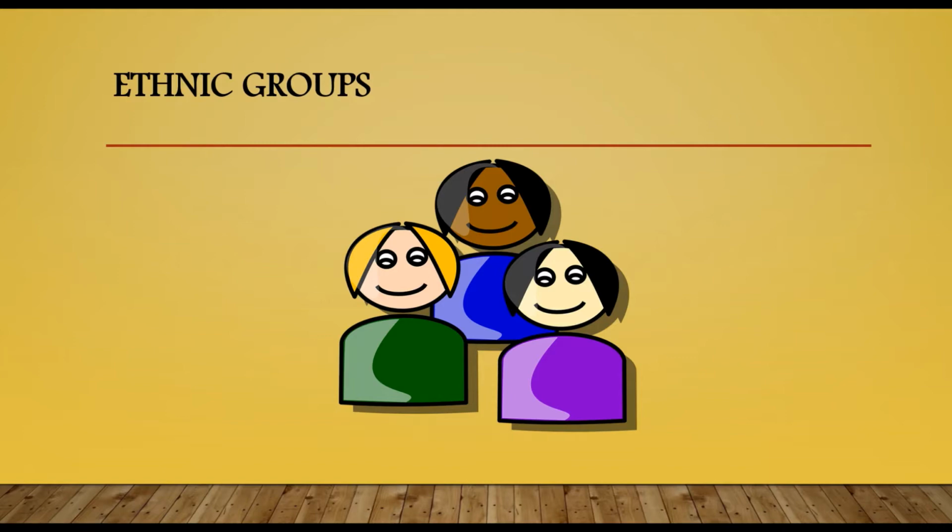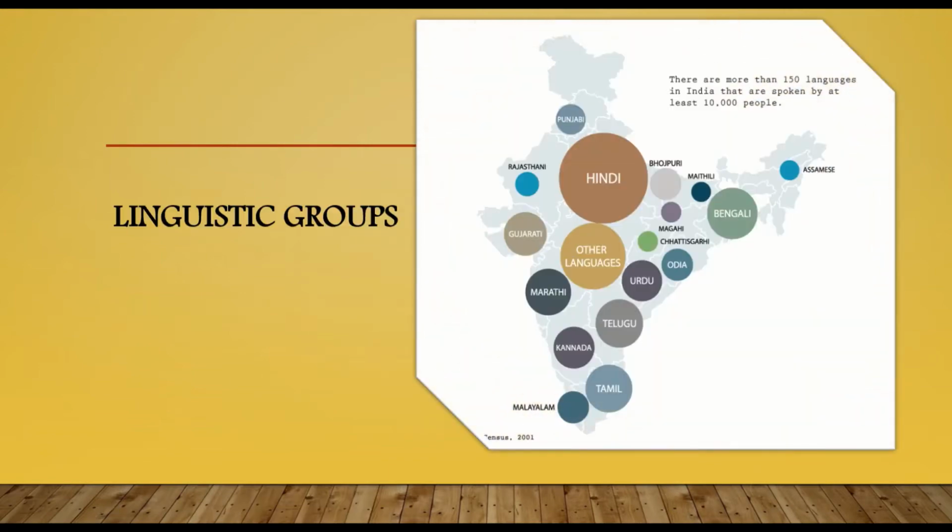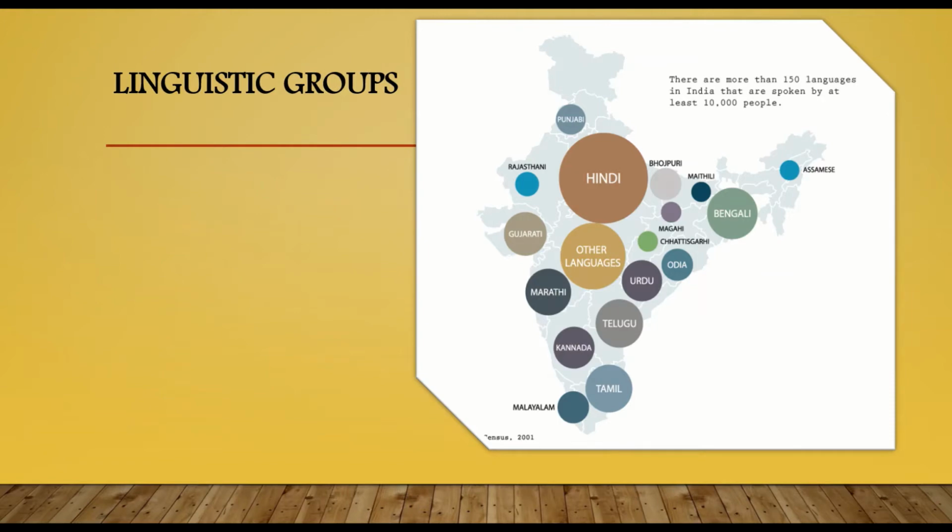So when it comes to our Indian society, it is having a lot of ethnic groups. A number of ethnic groups are there in our Indian society. Different subgroups are there. Different cultural groups are there. And second thing, you can look at the map once. You will understand the importance of languages here.